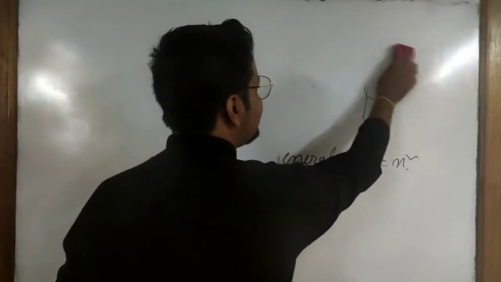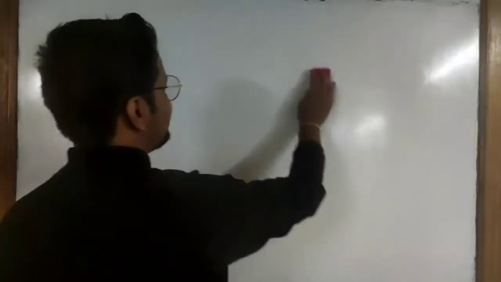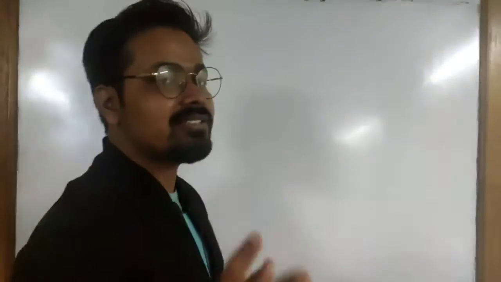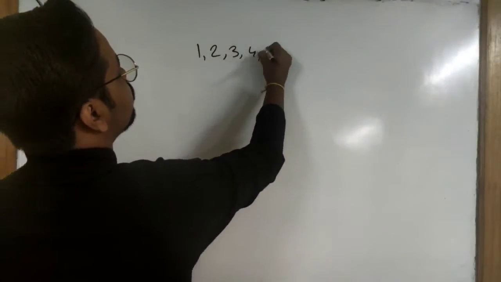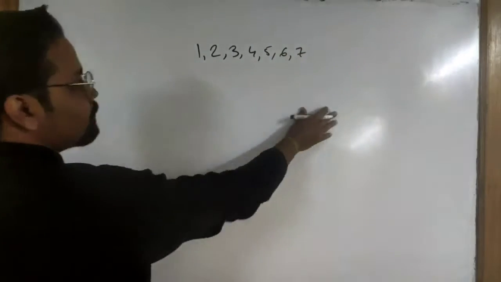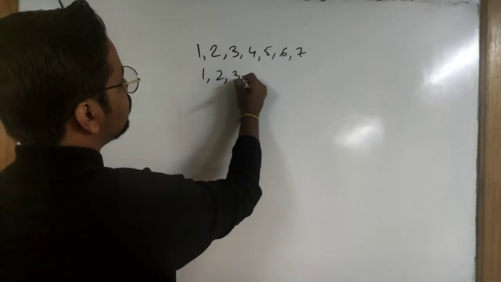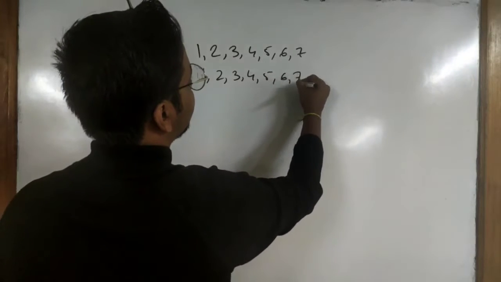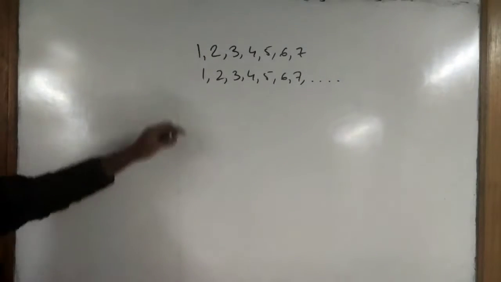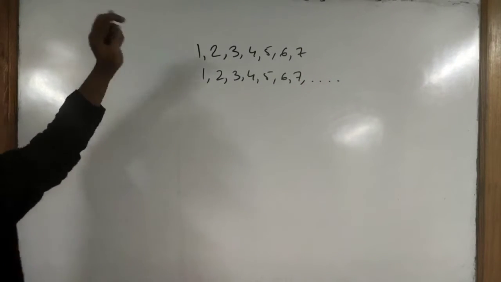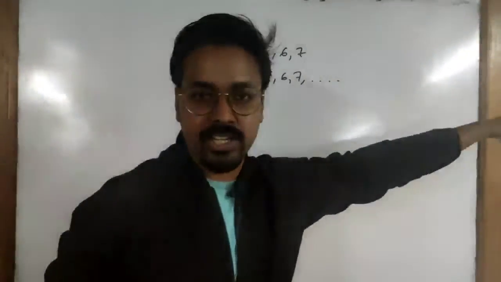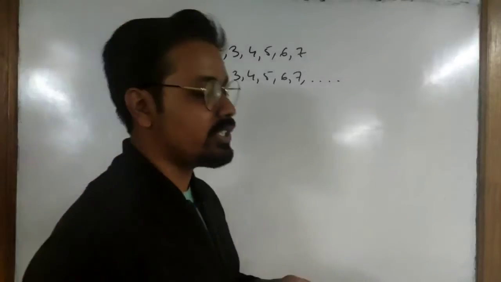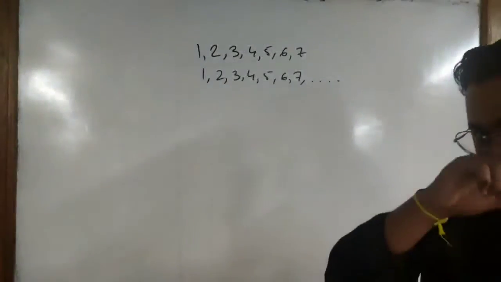Now in case of series, there are two types of sequences or series. One is infinite and one is finite. Let me give you two examples. Suppose I write 1, 2, 3, 4, 5, 6, 7, done. And I write one more. This signifies a finite series. Finite series means one that has an end. Infinite series means something that has no end. So based on what sort of question you get, you will be able to solve accordingly.